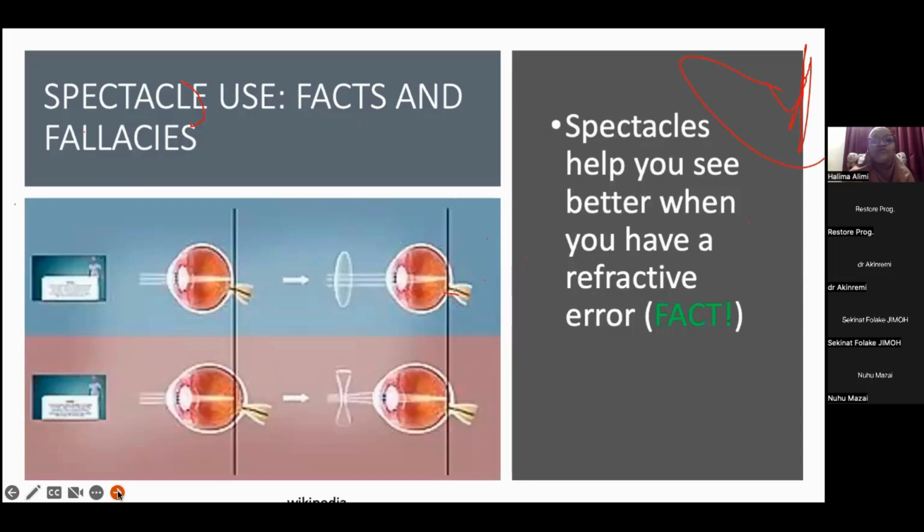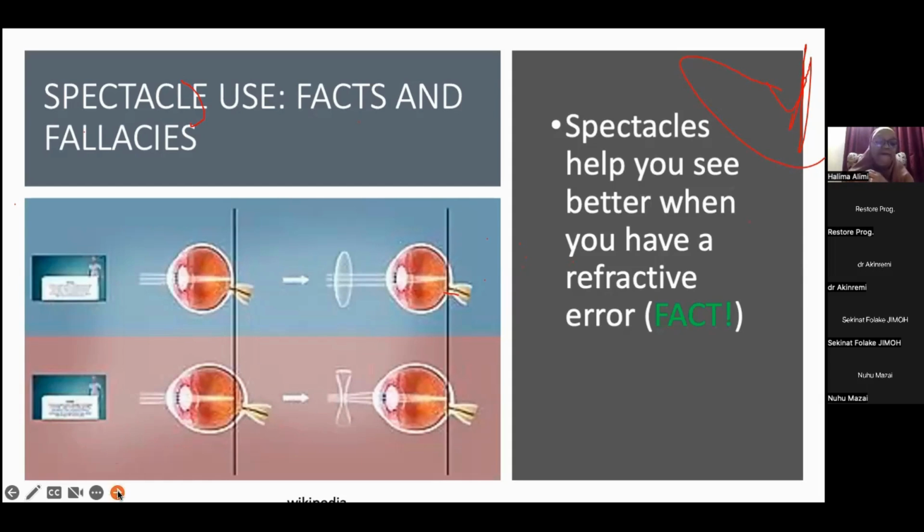And so let's go through some of the facts and fallacies, the truths and the falsehoods surrounding spectacle use in children and, I guess, in everybody else. So spectacles help you see better when you have a refractive error. That's a fact, and you can see that just as I showed you in the previous illustration. So a person is long or short-sighted, and your lens helps you to place the image where it should be, which is on your retina. And so you see better. So this child will see better. It's a fact.